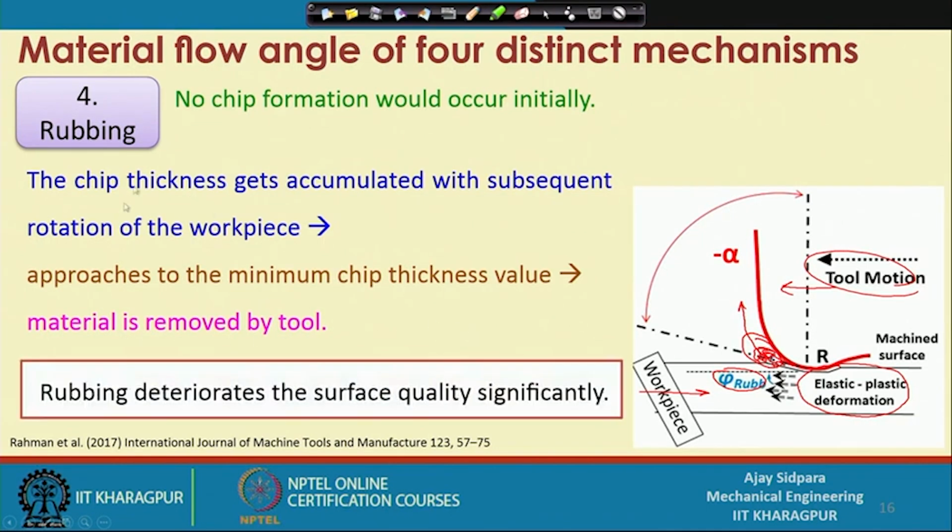So, what is the conclusion of this rubbing step? Rubbing deteriorates the surface quality significantly. So you should avoid the formation of rubbing, or reaching this rubbing regime, by making the right decision about the cutting edge radius and the uncut chip thickness.